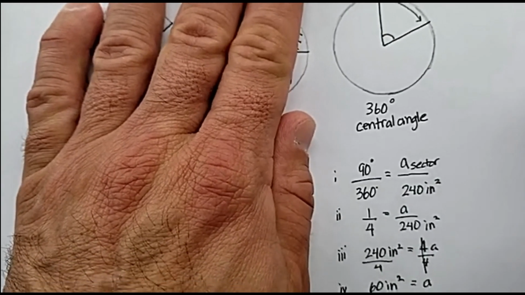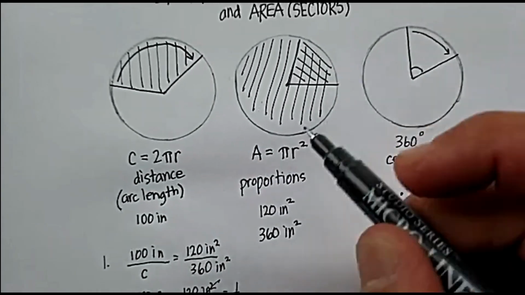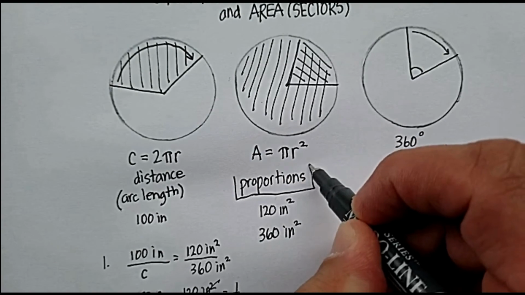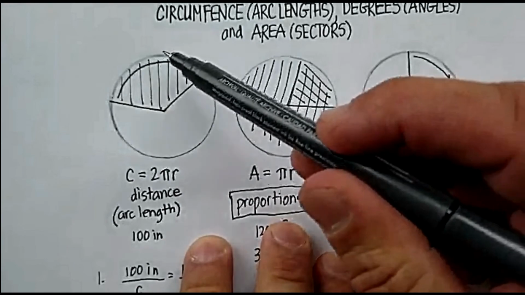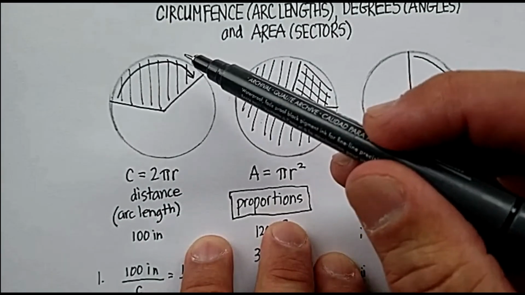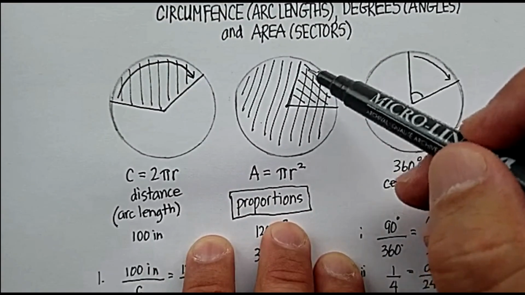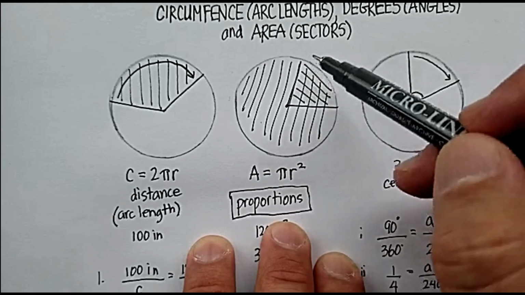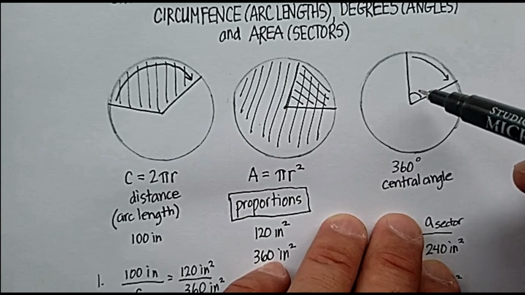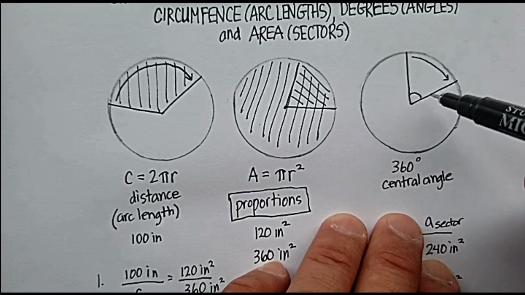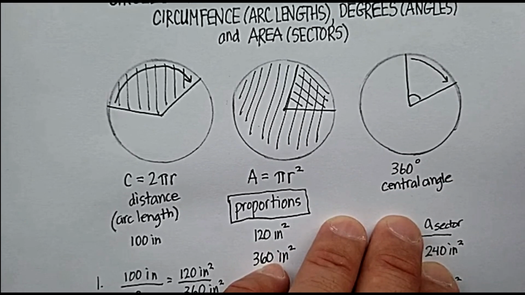Okay? So again, what's the purpose of this video? I'm trying to show you how you can use proportions to go between the circumference, which is the distance around a circle, and an arc length, which would be proportional to the area of a particular sector to the area of an entire circle, which is also proportional to the number of degrees of a central angle to the 360 degrees of a circle. Okay? I hope this was helpful.